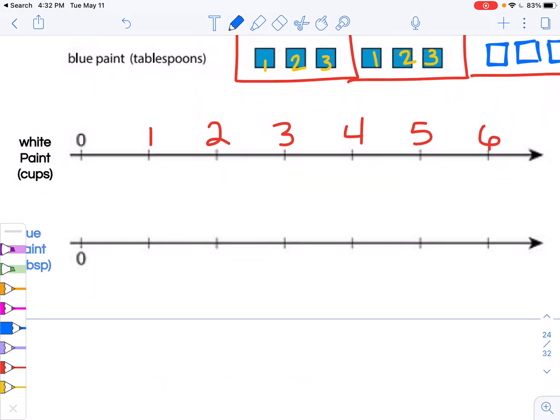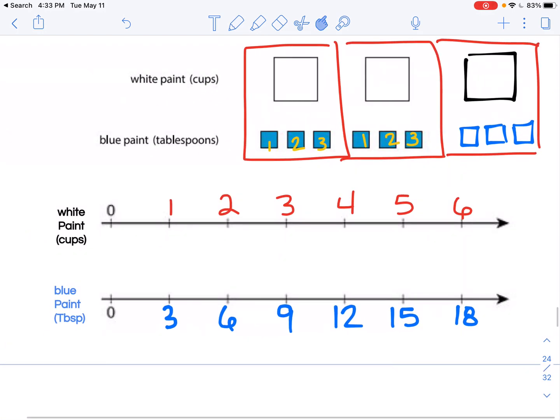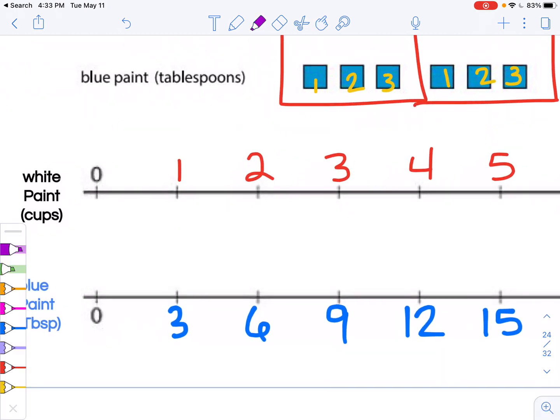So 0 plus 3 is 3. Plus 3 is 6. Plus 3 is 9. 12. I'm going to just keep adding 3 over and over and over. Here is my double number line diagram. Again, notice that 1 and 3 are right on top of each other. 1 white paint for every 3 blue.